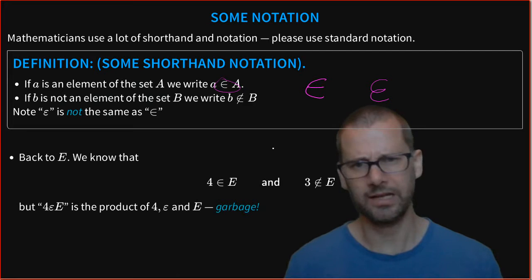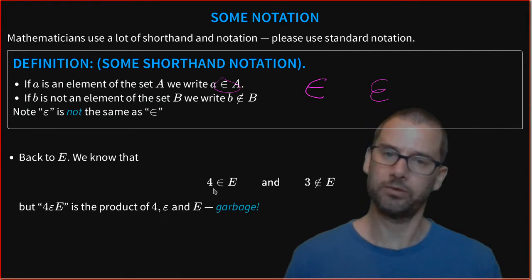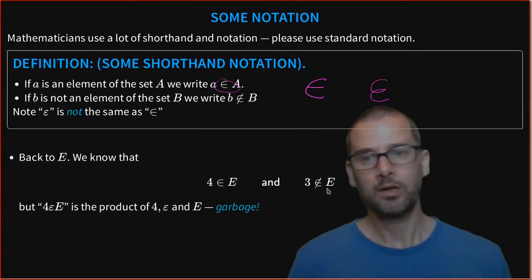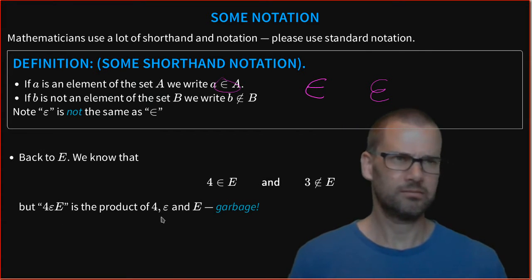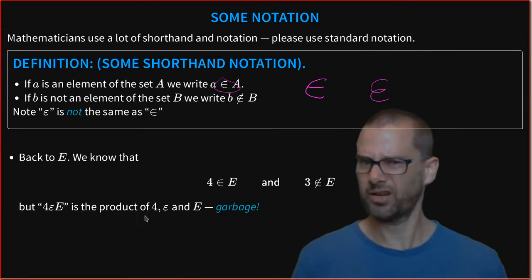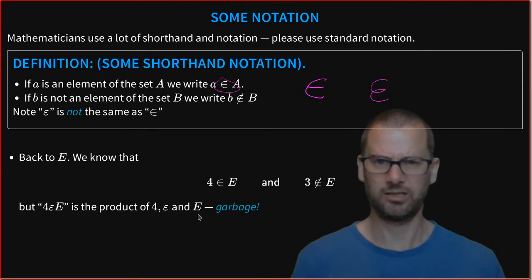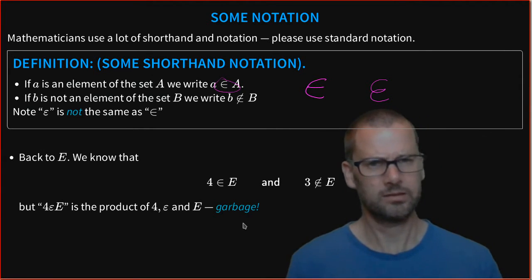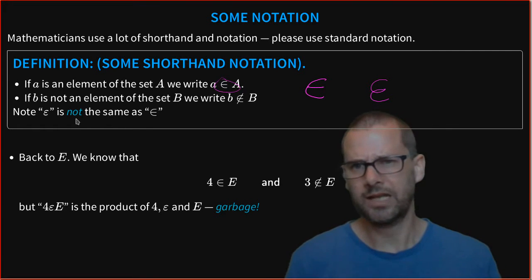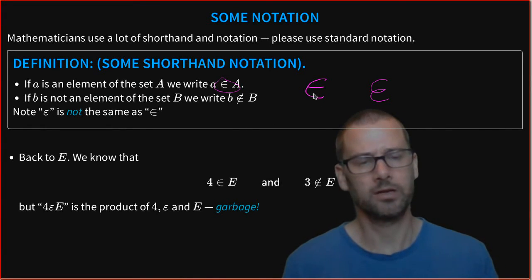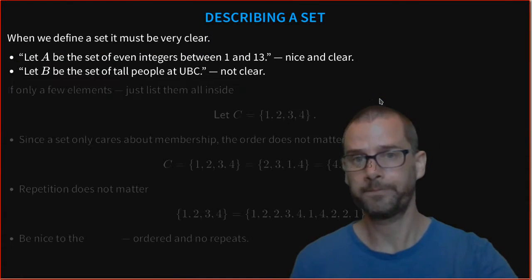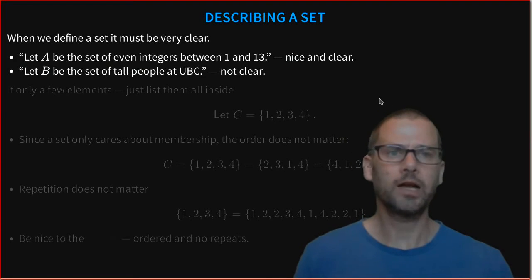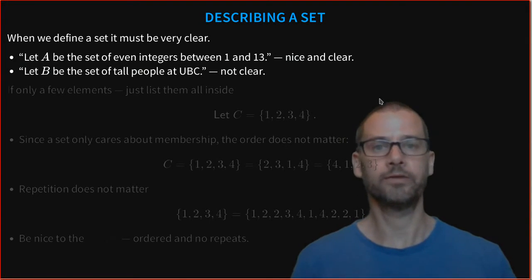So if we go back to this set E, we know that, for example, we can write 4 ∈ E and 3 ∉ E. On the other hand, the statement 4 ε E is, well, as a mathematician, we would read this as a product of three things, 4, epsilon, and the set E, which doesn't make sense. So this is garbage. So please stick to standard notation. Use this symbol to denote "is an element of," and this symbol here to denote epsilon, if we ever come to that.